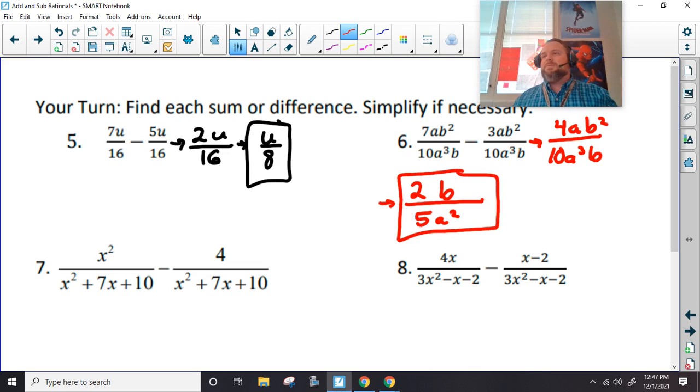Now, this is what was funny. When I was doing this with the previous class, I had a student that totally understood the variables and the exponents and stuff. They just did not know how I got 2 over 5. I thought that was kind of funny.